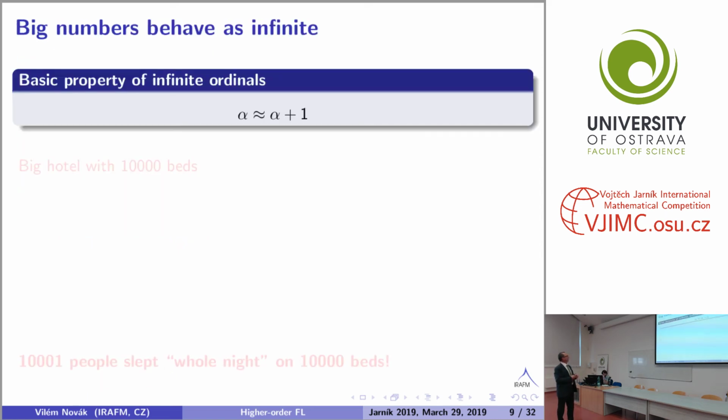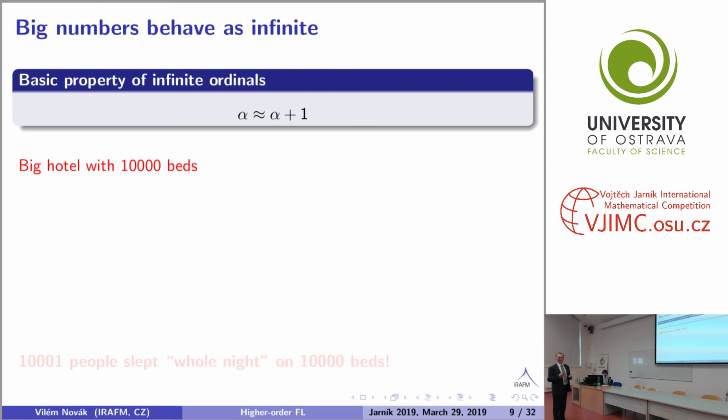And Vopenka demonstrates that big numbers really behave as being infinite. The basic property of infinite ordinals is that they can be mapped one-to-one if we extend the given ordinal by 1. So alpha and alpha plus 1 have the same number of elements.